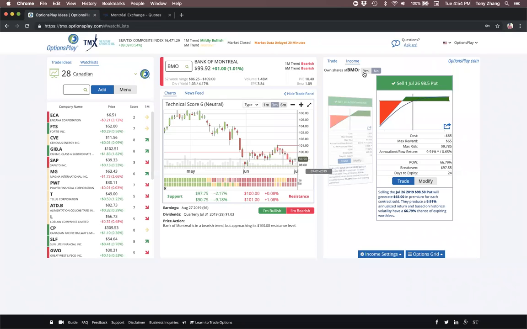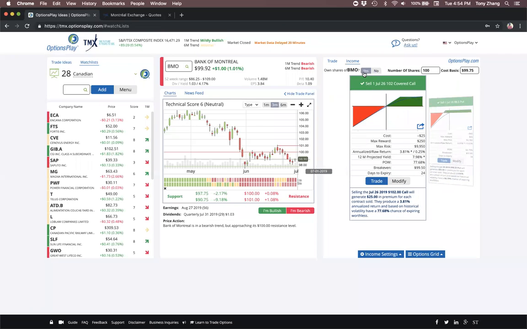Now, let's say 2 months down the line, I now own BMO stock at 98 and a half. Maybe at that point I've generated $100 in premium. So now I actually own the stock at 97 and a half, or my net cost basis is 97.5, now I can think about selling covered calls.